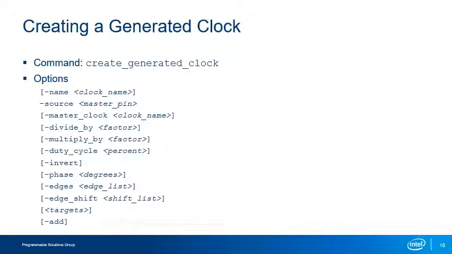After creating base clocks, you'll need to create constraints for any generated clocks in the design. You do this with the create generated clock command. Most of the arguments here are used to define the relationship between the source and generated clocks. Some examples are inverting the generated clock with respect to the source or performing a phase shift of the generated clock a certain number of degrees with respect to the source.